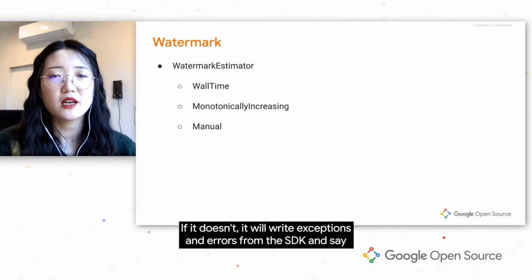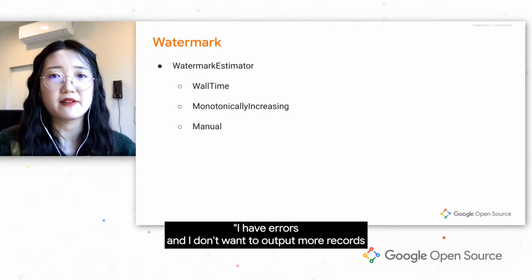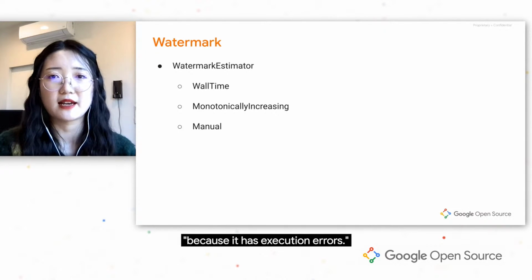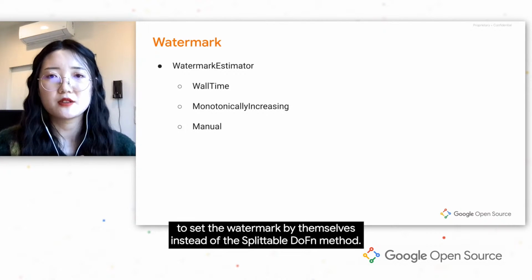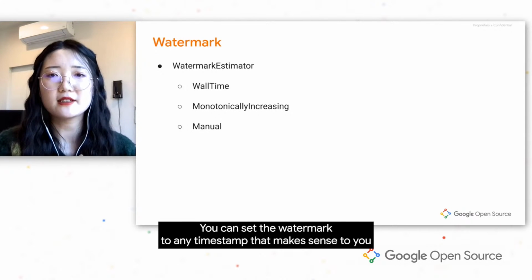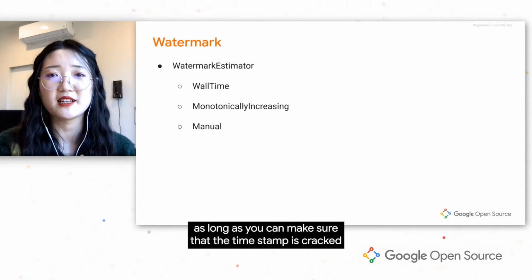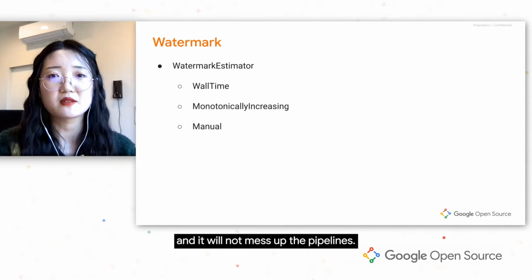If it doesn't, it will throw exceptions and errors from the SDK and say, I have errors and I don't want to output more records because it has execution errors. And for the manual one, it gives the source author the freedom to set the watermark by themselves inside the Splittable DoFn method. You can set the watermark to any timestamp that makes sense to you, as long as you can make sure that timestamp is correct and it will not mess up the pipelines.